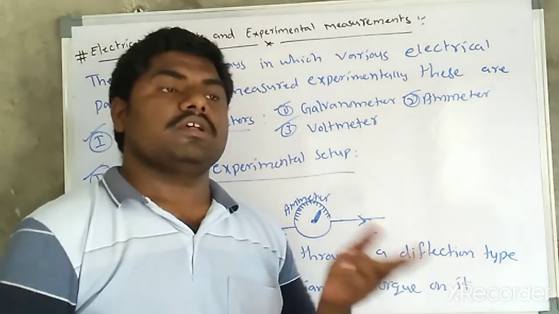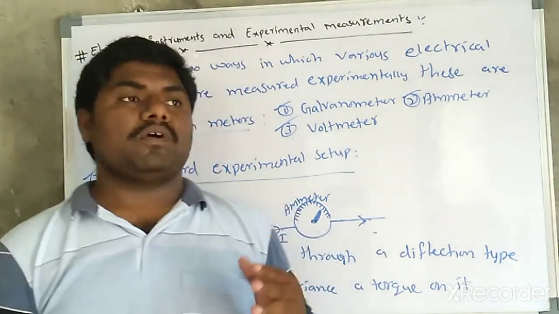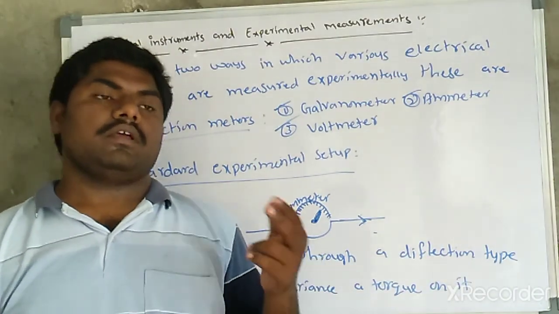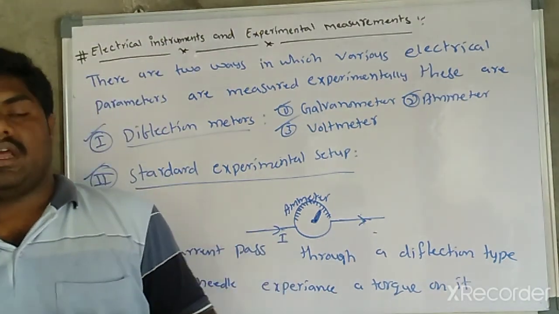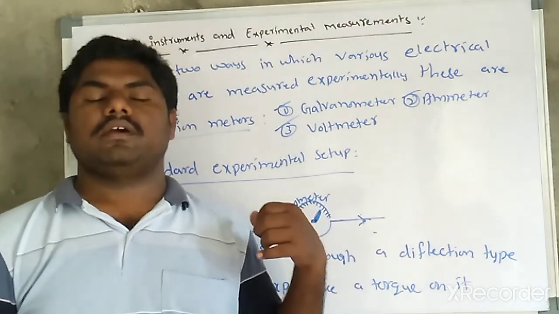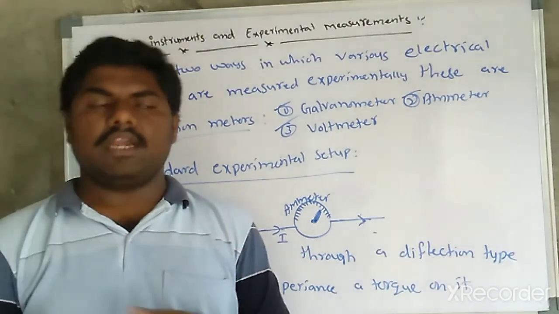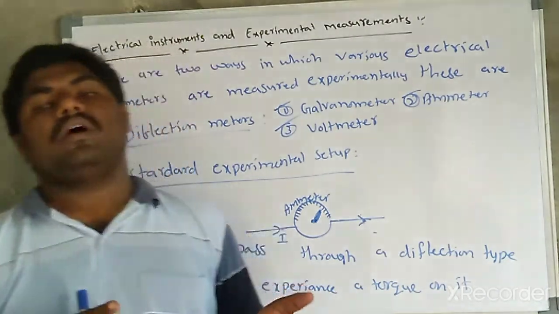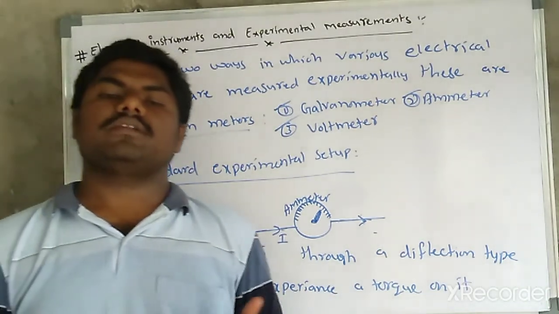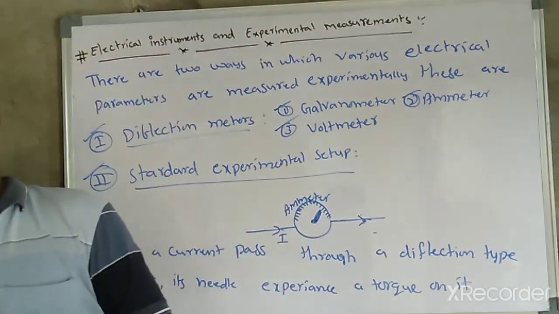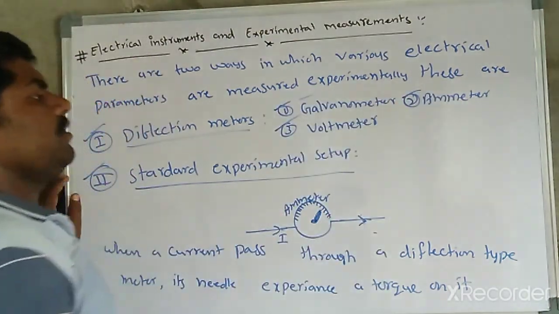Some ammeters are unipolar, and some ammeters are bipolar also. Unipolar means only a single direction, either left to right or right to left. That type of ammeter is single or unipolar. If the needle can deflect to both sides, left or right, that type of ammeter is bipolar. Let us discuss one by one: galvanometer, ammeter and voltmeter.